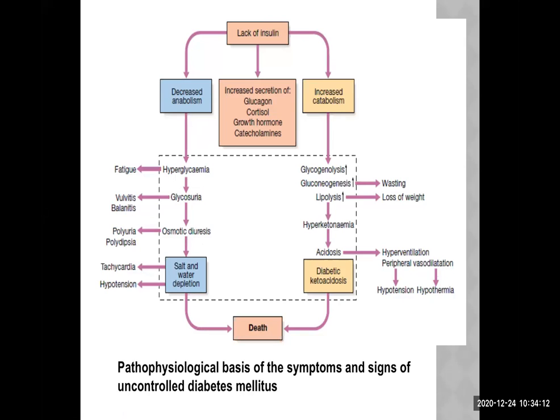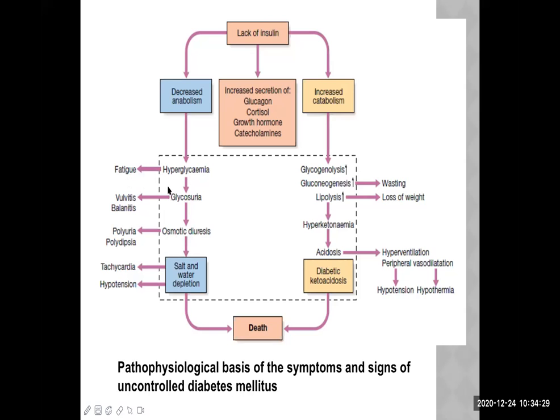Glycosuria, excessive glucose excretion in the urine. This glucose will also carry water along with it, which leads to osmotic diuresis. Now, look at the important clinical features because of this problem.